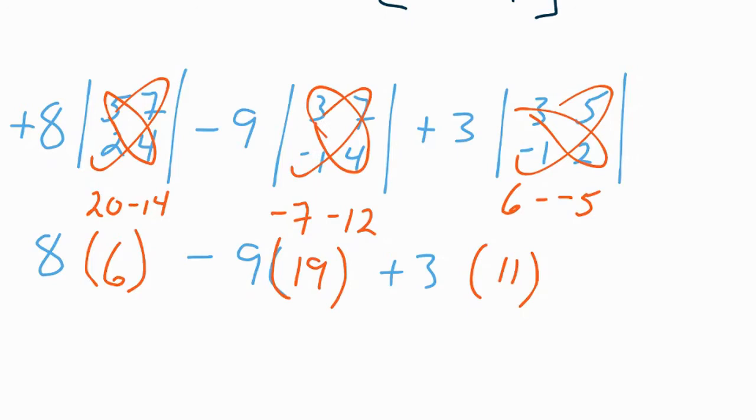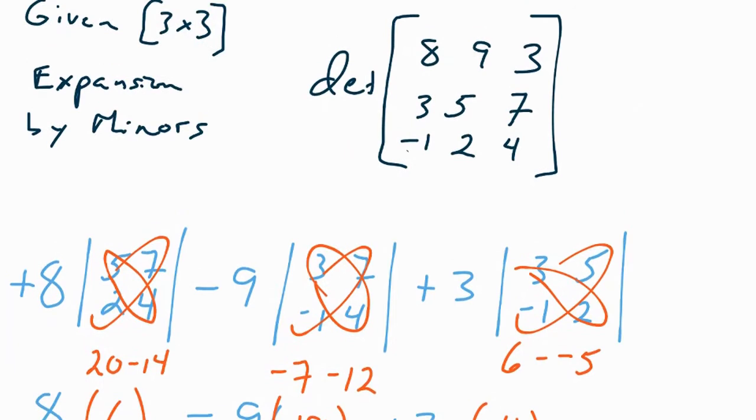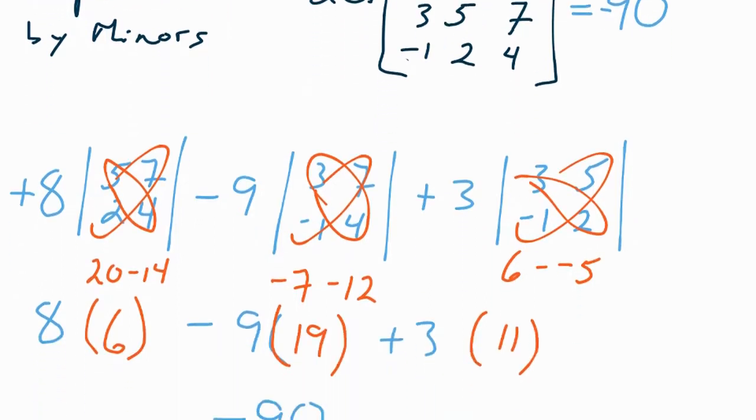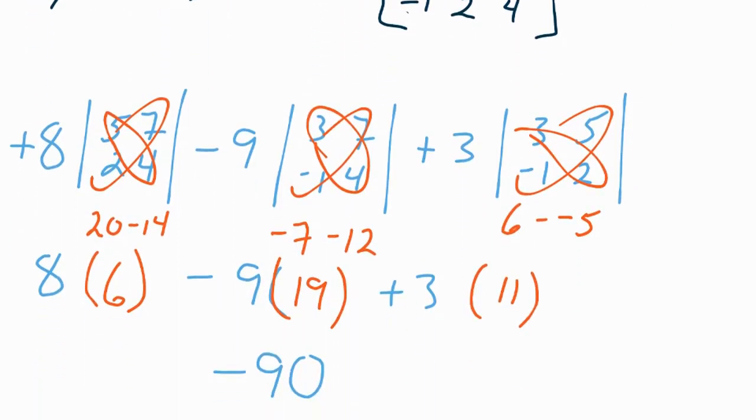We're going to end up with the determinant. That's the determinant of the original matrix. Now, it does come out to be -90, but to kind of emphasize that, I want to put that beside my original 3 by 3 matrix. It's called an expansion by minors. We went across the first row.